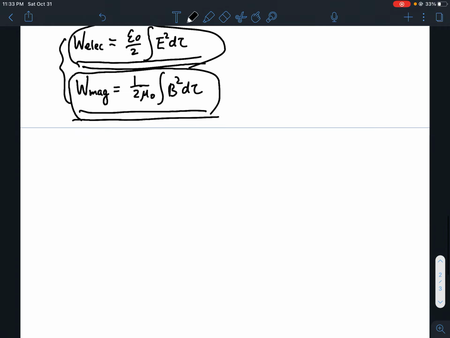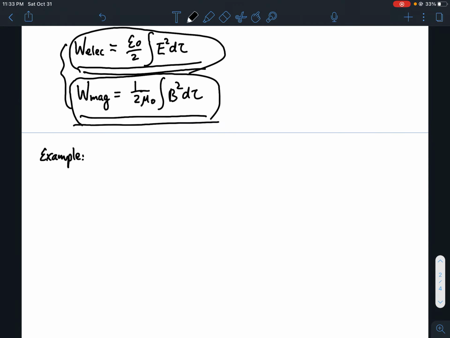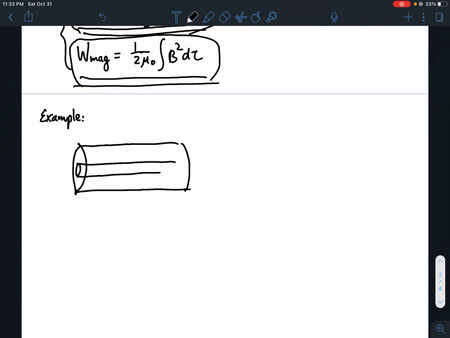Okay. So now I just want to talk about one example. Let us assume there is a long coaxial cable. So we have this long coaxial cable, with another conductor between. So this is a long coaxial cable.